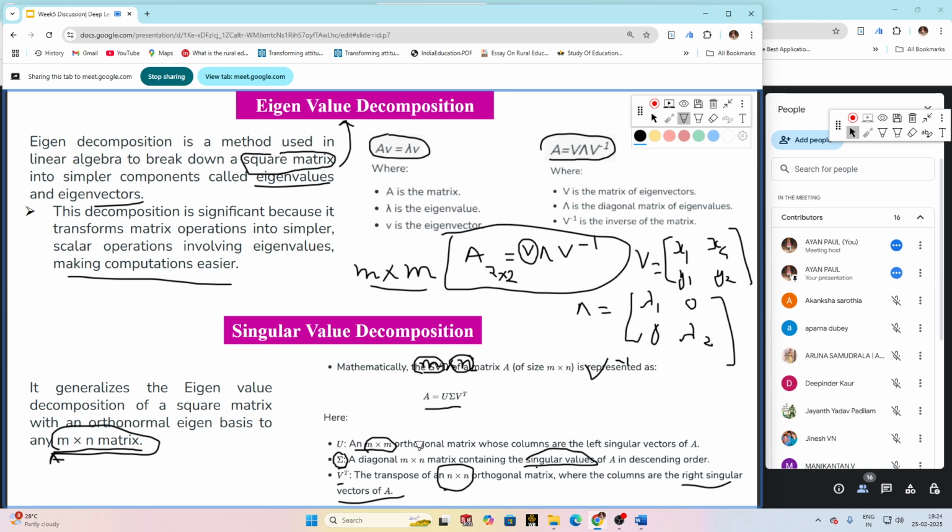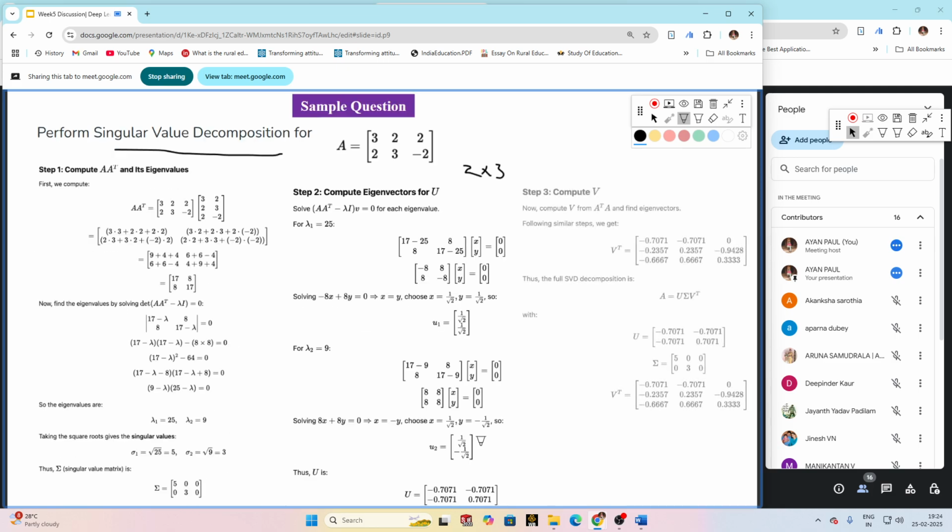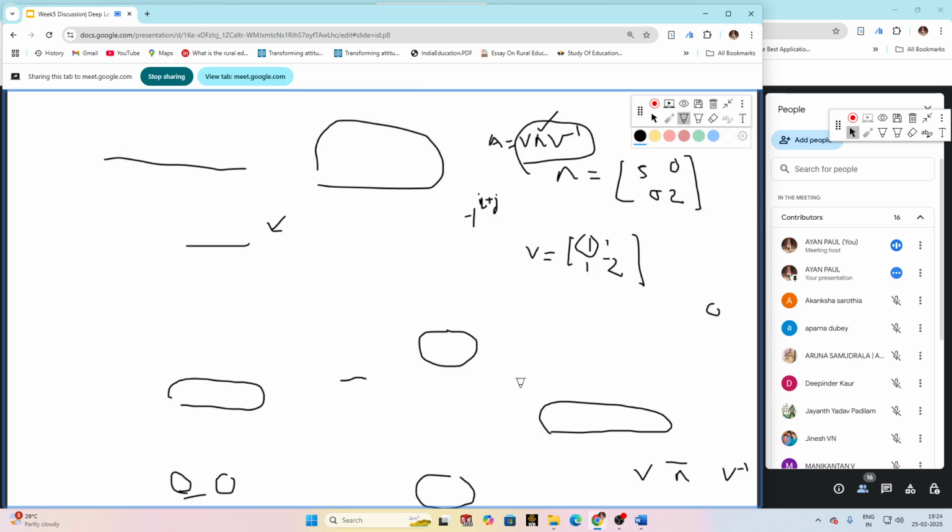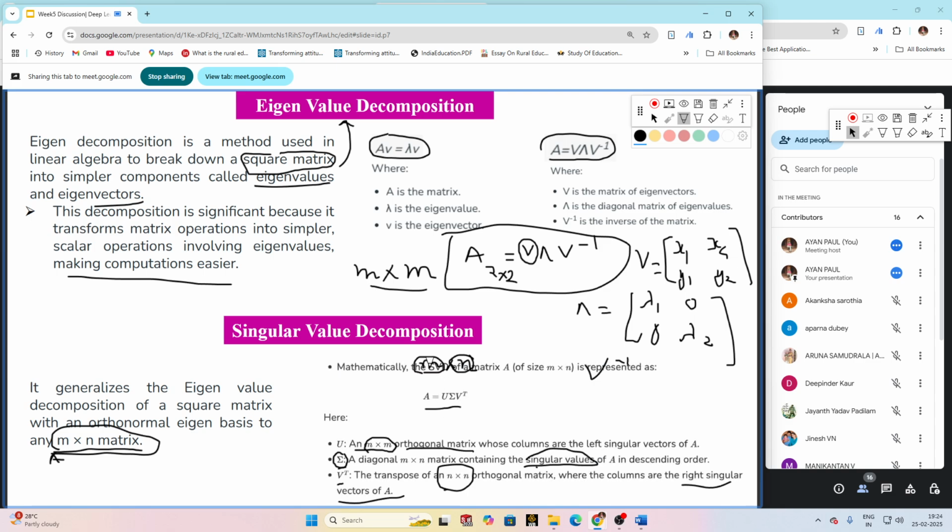U is an M cross M orthogonal matrix whose columns are the left singular vectors of A. To get the orthogonal matrix, we multiply the matrix with its transpose. By that we can get the orthogonal matrix. So that is why A dot AT. This is of order M cross M. If you have an M cross N matrix, this gives the order M cross M.